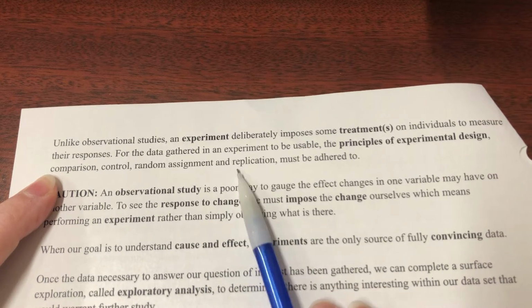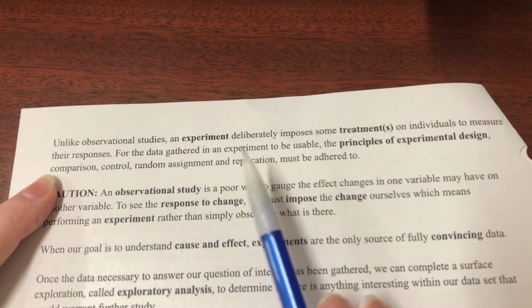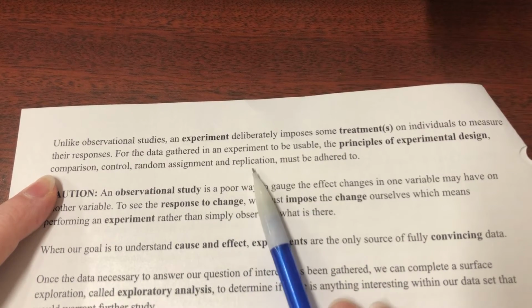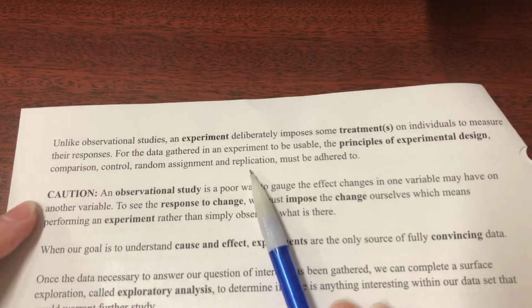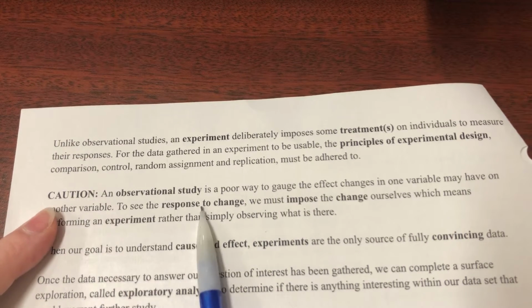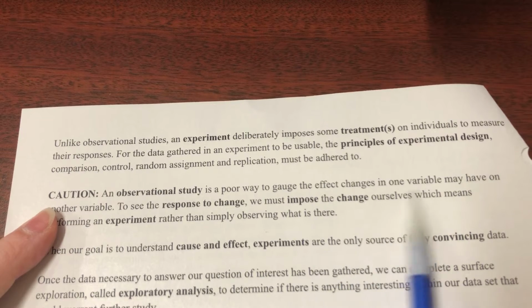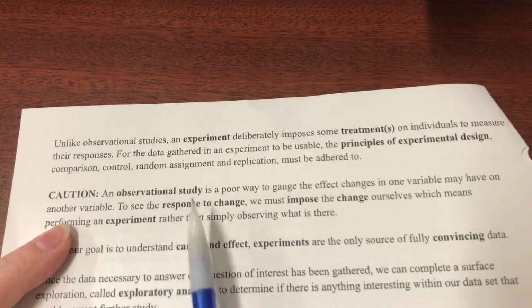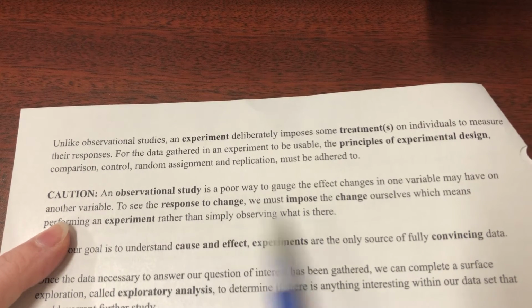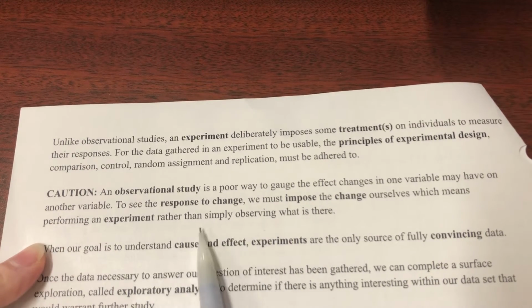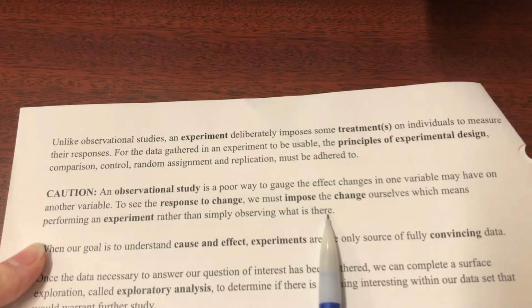And then replication, we want to either have enough participants or repeat the study multiple times to be able to see if we can actually replicate our results. And now, an observational study is a poor way to gauge the effect changes in one variable may have on another variable. Right? To see the response to change, we need to impose the change ourselves, which means performing an experiment rather than simply observing what is there.